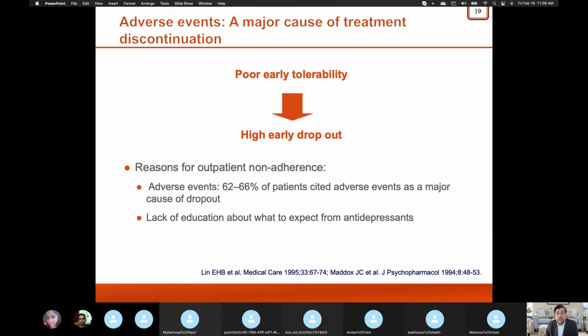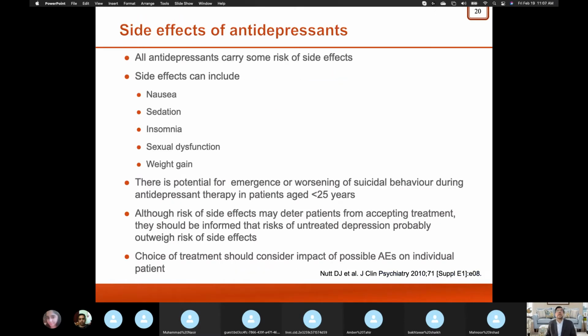And unfortunately, that's tricky. So you have to be justifying your prescription appropriately. Side effects of antidepressants: nausea, sedation, insomnia, sexual dysfunction, weight gain. Most people say that with SSRIs you won't gain weight. No, that's not true. People do gain weight with the SSRIs, and it's huge as well. So you have to be careful.